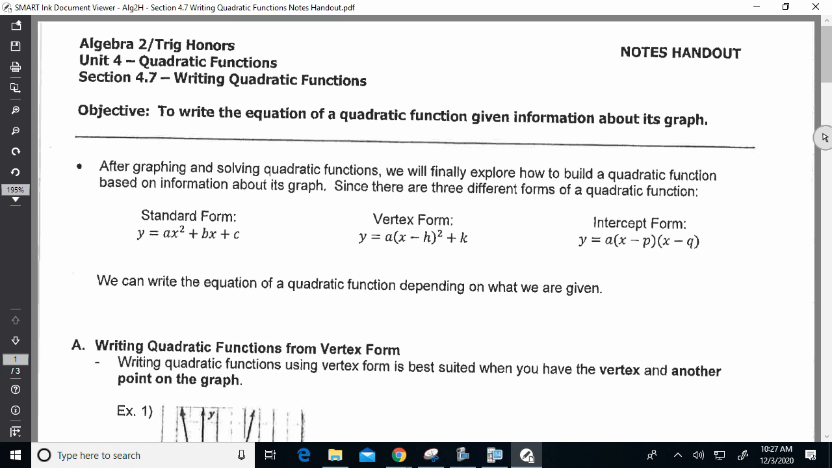So, Christian, when you had emailed me about that one question on, I don't know if it was the final exam study guide or the Unit 4 study guide, this is the section that I was referring to.